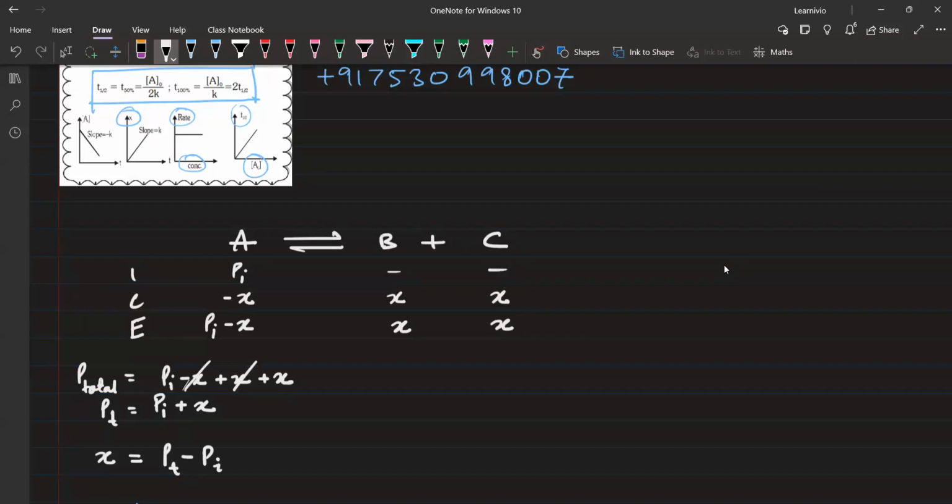Okay. Now we have written everything. Now we are going to write the rate equation. So what is the rate equation for first order reaction? It is Kt is equal to 2.303 log of A naught by A.